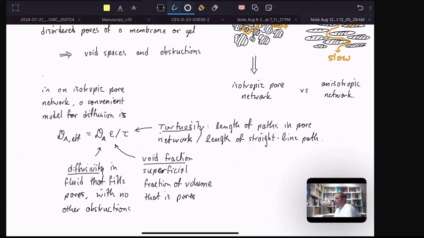Assuming that difficulty can be overcome, then there's one more factor in here. In the denominator, you see a tortuosity, and that's the length of the paths through the pore network divided by the length of the straight line paths between the same points. This factor of tortuosity tends to be on the order of 1.5 to about 4. The void fraction for typical materials is about 0.3 to 0.6.